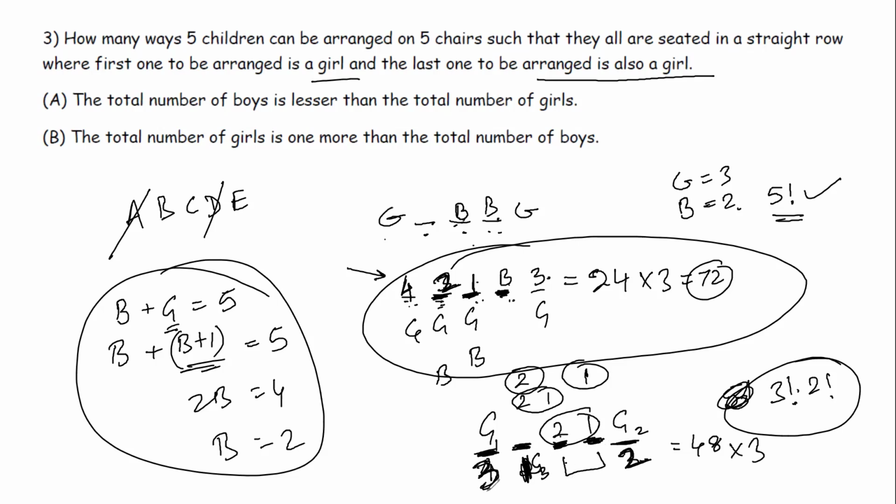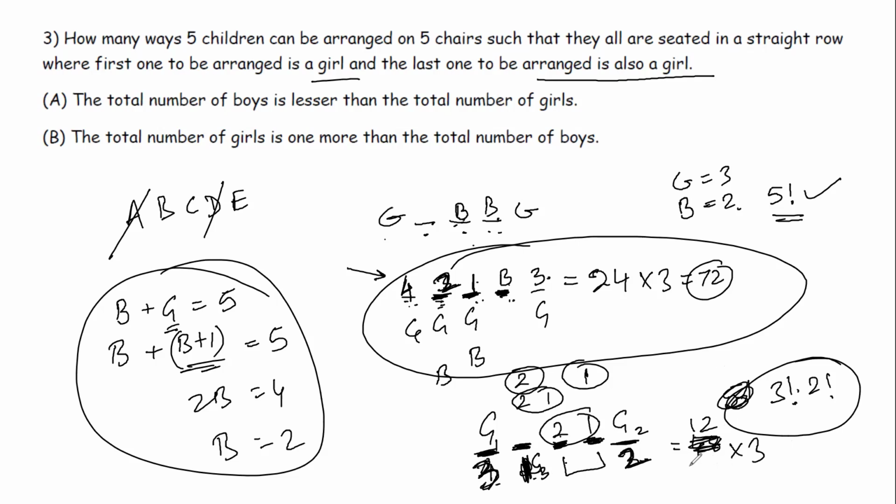So yes, my bad. 3 into 1 into 2, 6 to the 12. So it will be 12 times 3, 36 ways. This is to get to the answer. Again, you don't need to work out the answer.